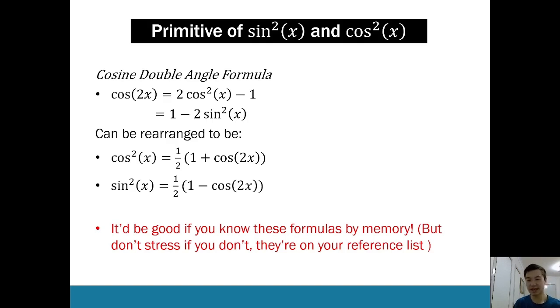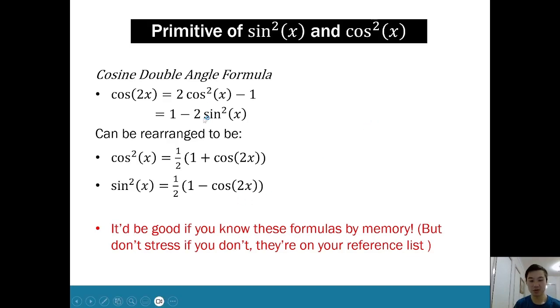Another extension 1 area of calculus you learned about is how to integrate sine squared x and cos squared x. The way we integrate them comes from the cosine double angle formula. Remember that cos 2x is equal to 2 cos squared x minus 1, and it can also be written as 1 minus 2 sine squared x as well.